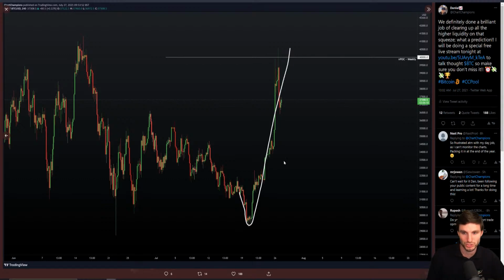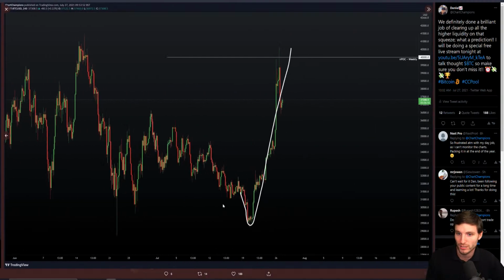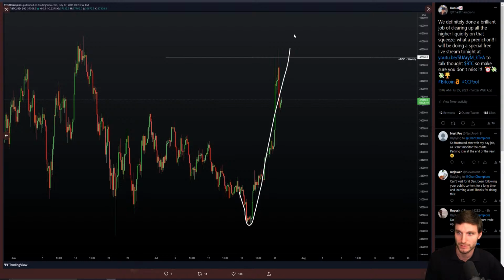Obviously, it moved towards this really quick short squeeze setup. These are all NPOCs, so your naked point of controls. And this was showing us at the time, during this live stream, there is a lot of resting liquidity above us. Many people would be caught off guard. And obviously, this was really simply the case.